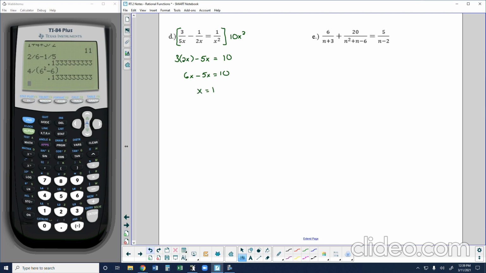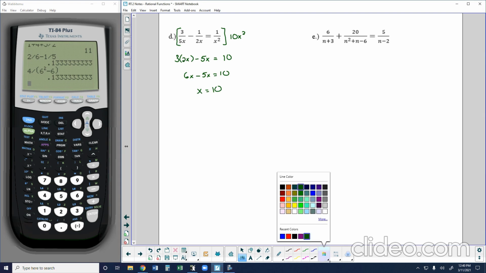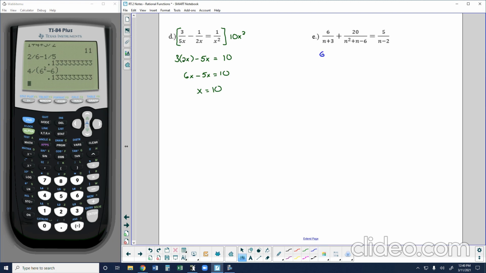In E, we see another instance in which we would probably like to factor first. So again, if a denominator has a polynomial, in most cases, you are going to want to factor that polynomial to identify what pieces make up that polynomial. So if I factor n squared plus n minus 6, I would factor this into n plus 3 times n minus 2.